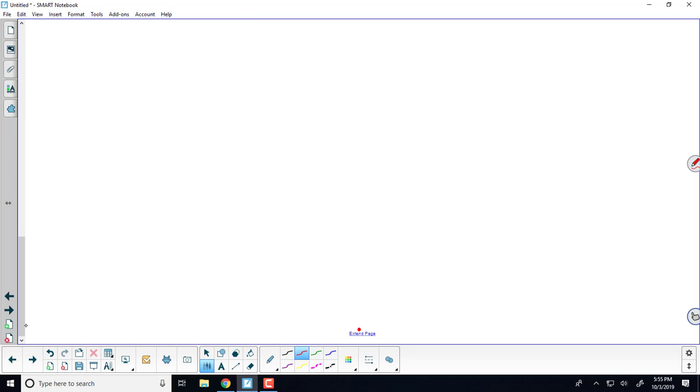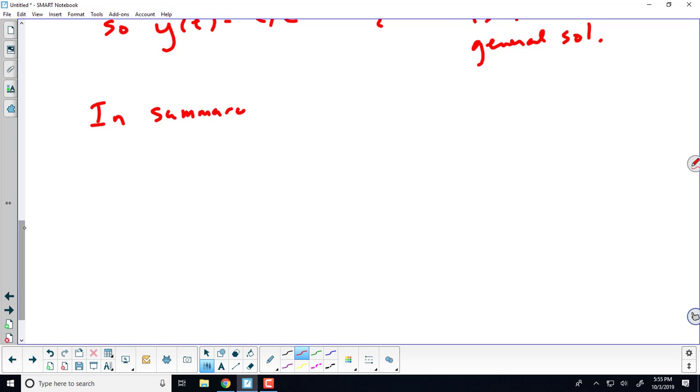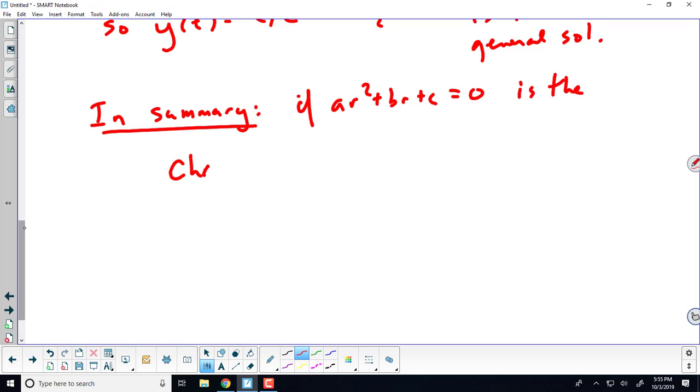Okay? So in summary, if a r squared plus b r plus c equals 0 is the characteristic equation, if b squared minus 4ac is greater than 0, then you get two roots, r1 and r2.